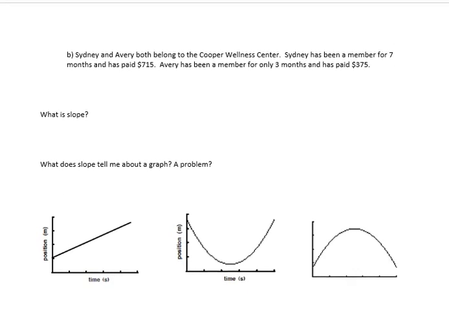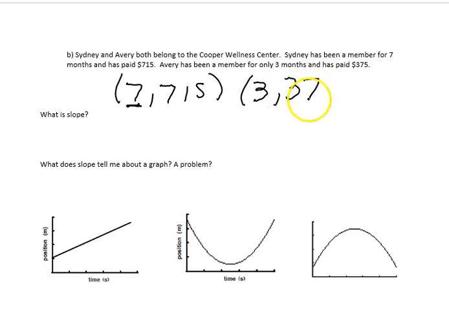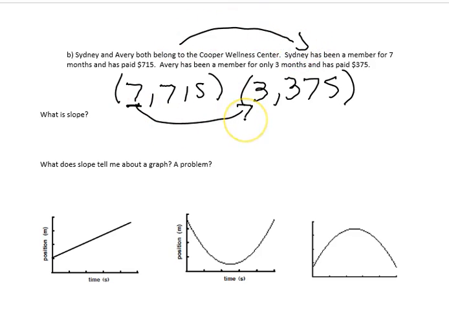Now, the next word problem says Sydney and Avery both belong to the Cooper Wellness Center. Sydney has been a member for 7 months and has paid $715, and Avery's been a member for only 3 months and has paid $375. For this one, a rate isn't given to us, so we need to find the rate. We see that when she was a member for 7 months, she paid $715. Remember, time is your independent variable, so months needs to go first. And then for 3 months, it costs $375. Now you notice we have two ordered pairs again, so we can find the change in y over the change in x.